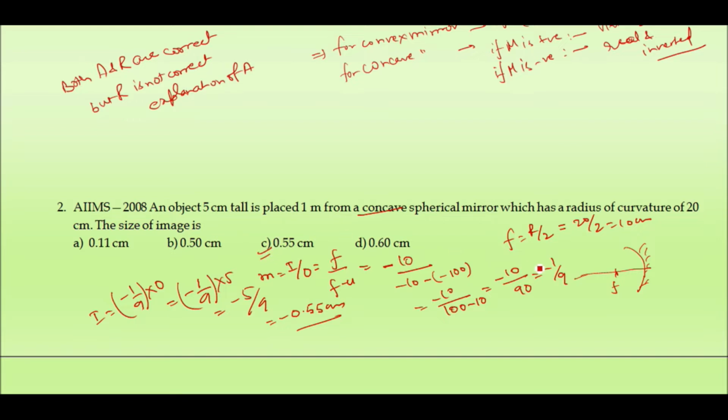So clearly you can see that the object is very far away from the pole, and the rays from the object are almost parallel, so the image will be formed near the focal point, and the size of the image is very diminished.